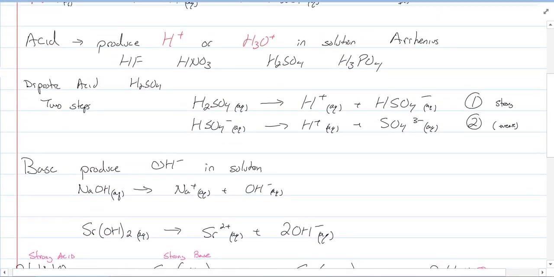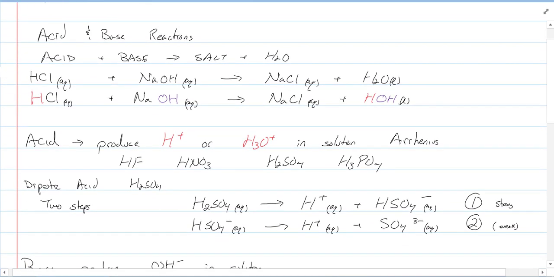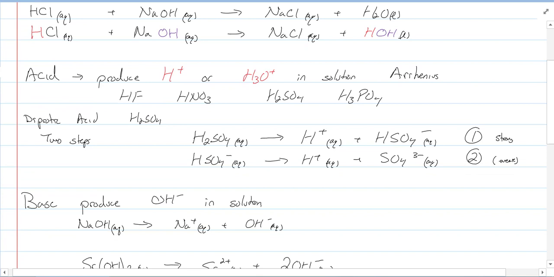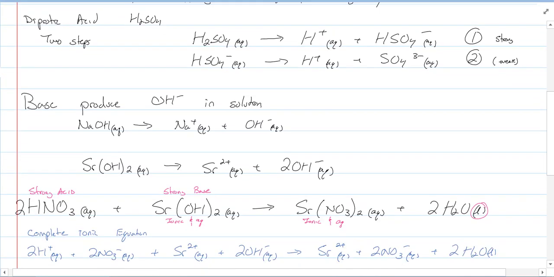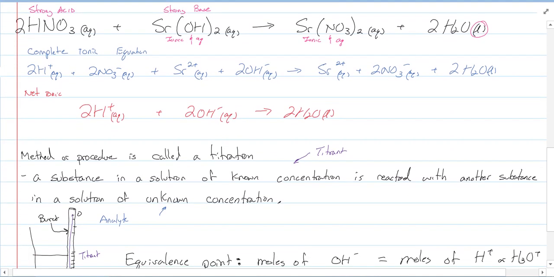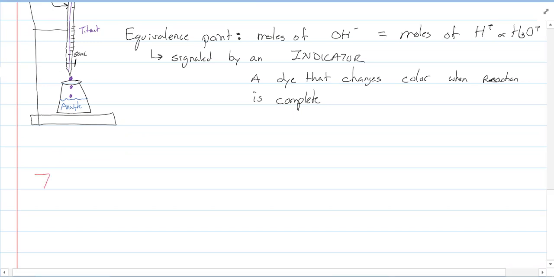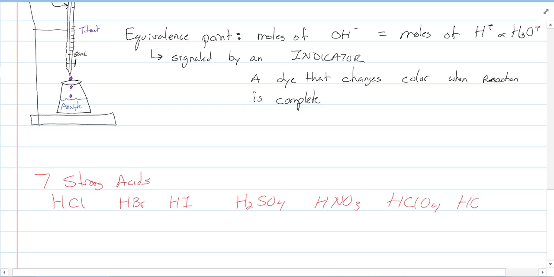And to recap what we've learned. Acid produces H plus or H3O plus in solution. Base produces hydroxide in solution. Acid, base, salt, water. It's a double replacement reaction with no evidence of a chemical change. So we use an indicator to tell when it's done. We got to know our strong acids, which are, recap, 7 strong acids: HCl, HBr, HI, H2SO4, HNO3, HClO4, and HClO3. Strong bases, pretty much would be NaOH and KOH.